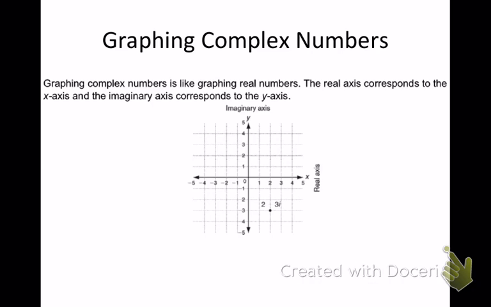And again, same idea here. You can graph the complex numbers like graphing real numbers. The real axis corresponds to the x-axis, and the imaginary axis corresponds to the y-axis. They give you the coordinate 2 minus 3i. So that's like saying 2 comma negative 3, if you notice that here. And then if I wanted to find the distance, it'd be like saying 2 squared plus 3 squared, then do the square root.